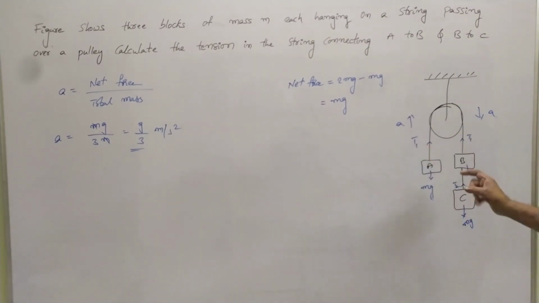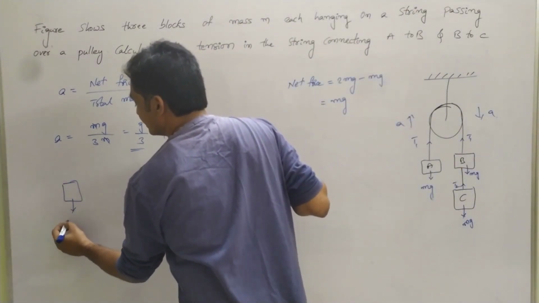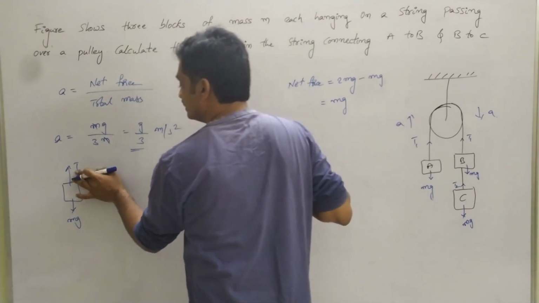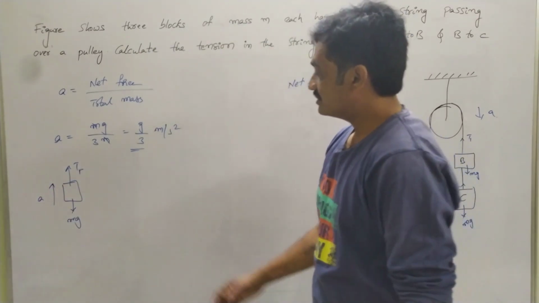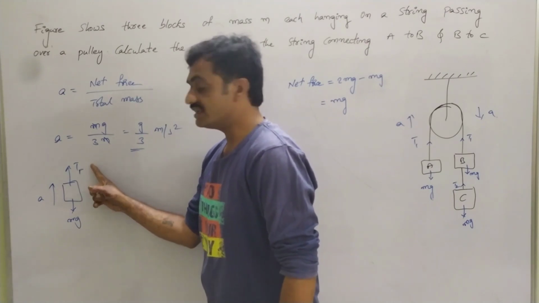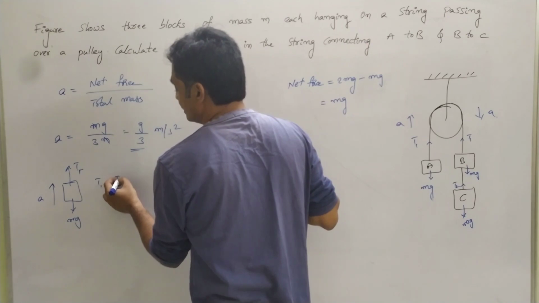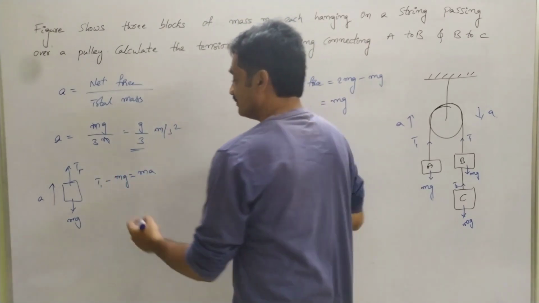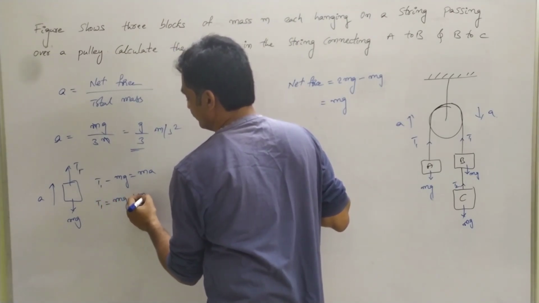In order to find T1, we consider the block A. Observe that as we consider the block A, the weight is acting in the downward direction and it is being balanced by tension T1. And here the block is moving in the upward direction with the acceleration a. So based on that, we can represent that the tension T1 is greater than weight. So T1 minus mg is equal to ma. From this, T1 is equal to mg plus ma.